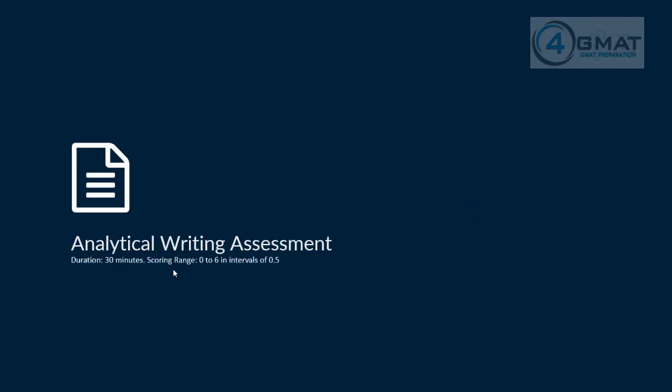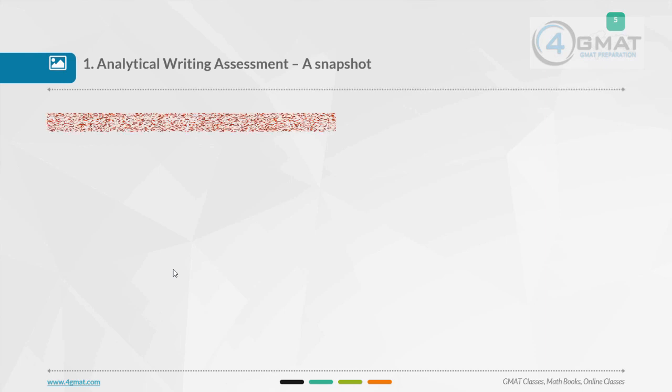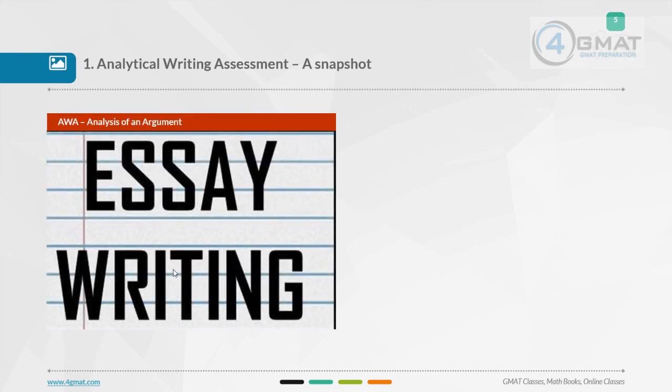Let's look at this analytical writing assessment section. As I mentioned, this is the only section in the GMAT where you're actually writing something. For all other sections, you'll be selecting one of the 4 or 5 answer choices that will be given to you. The scoring range for this section is 0 to 6, and it is in intervals of 0.5. Let's quickly look at what this section actually entails. You have to write an essay.